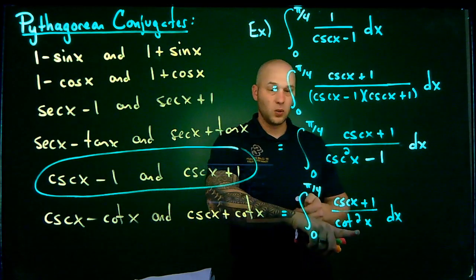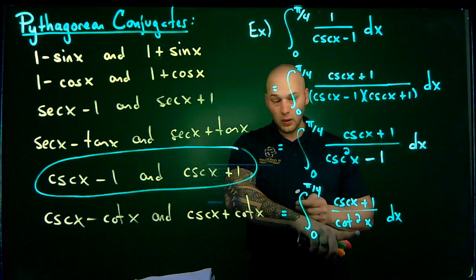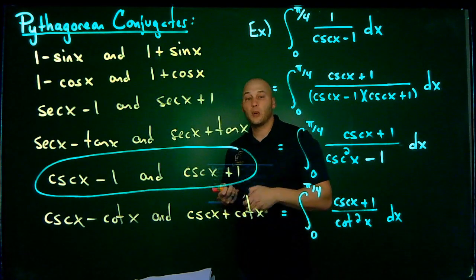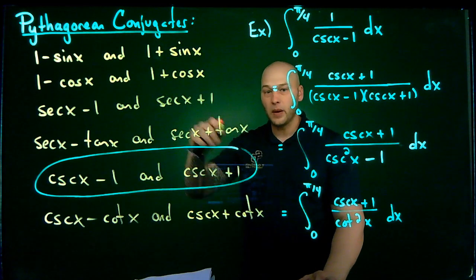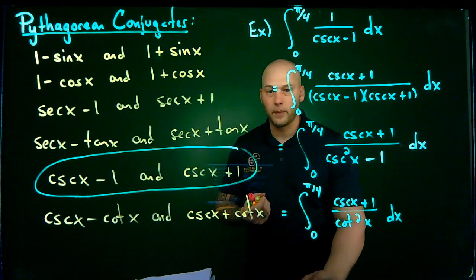Now this one is going to be much easier to compute because cosecant and cotangent, I can turn both of those into sines and cosines. So let me go ahead and clean this up, and then I'll continue on the other side of the board.